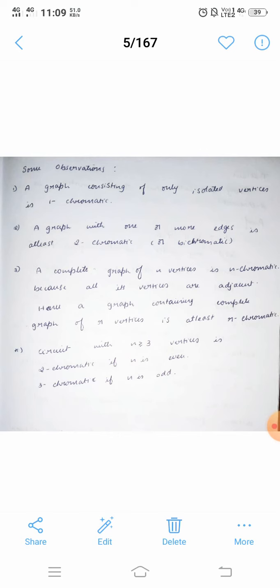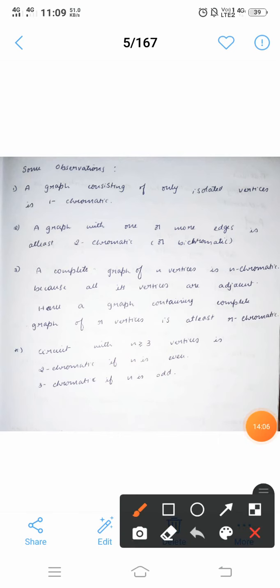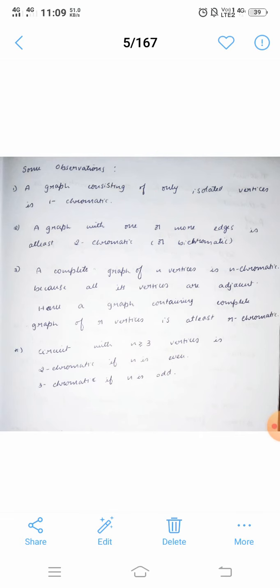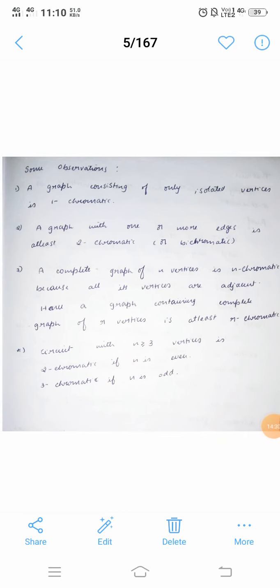A circuit with n greater than or equal to 3 vertices is 2 chromatic if n is even, 3 chromatic if n is odd. Why n greater than or equal to 3? We are not taking n equal to 1 or n equal to 2. A circuit with n equal to 1 is a self loop, and a circuit with n equal to 2 is the parallel edges. So those are excluded from our graph.